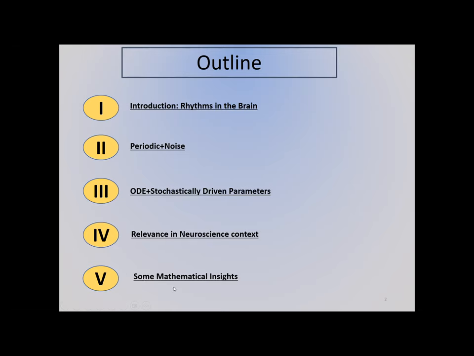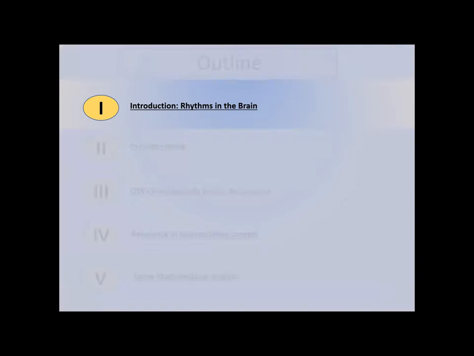And the last part is about the system introduced in part three. It has some slow-fast structure, and you have a nice mathematical phenomenon which relates to the entry-exit problem, and we will discuss also a little bit about that. So let's move to part one.